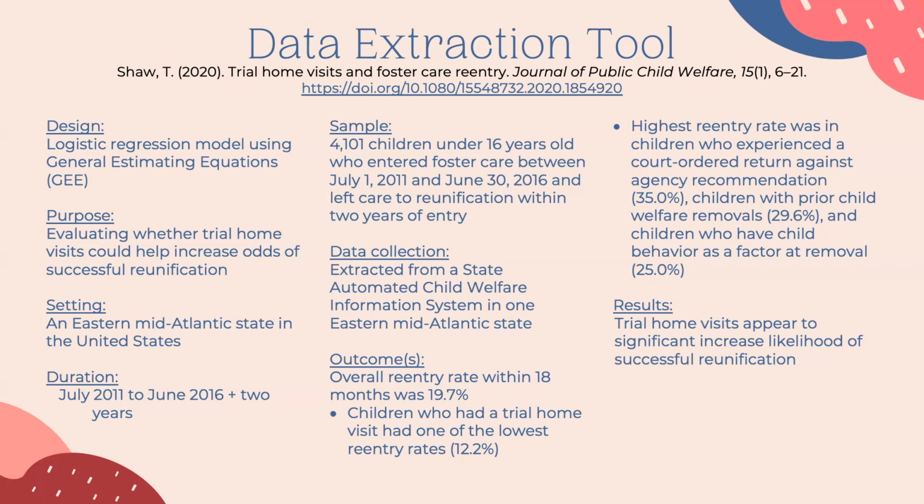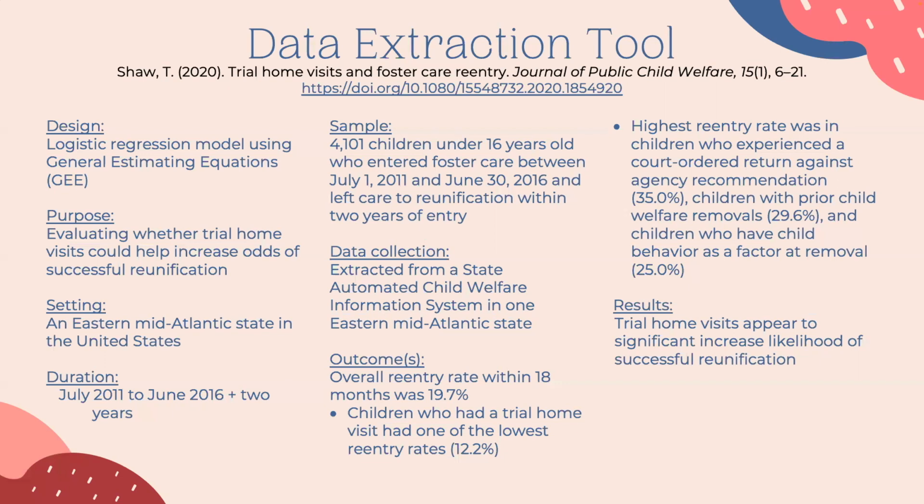Children who participated in a trial home visit had a much lower reentry rate of 12.2%. Unfortunately, though, children who experienced reunification because it was court ordered, despite the state child welfare agency recommending against it, had a reentry rate of 35%. Children who had been placed in foster care multiple times had a reentry rate of 29.6%, and children who were removed primarily due to their own behavior had a reentry rate of 25%.